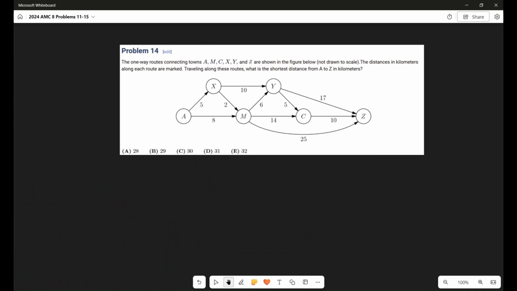Well, looking at the diagram that we're given, it looks like a mess. So we can't start by just trying things out and going from A to Z. So let's try something a little bit clever. What if the problem instead had asked us, what's the shortest distance from C to Z? Well, that would have been a lot easier. That would just be going along that route. So let's note that down. If we started at C, then the shortest path would be 10.